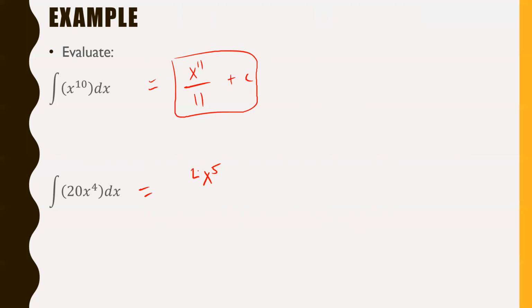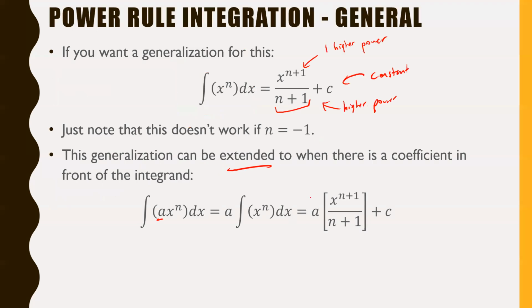We would need to multiply this by 4 to begin with, because when you take the 5 down, 5 times 4 gives you the 20 we want, and then that drops down to a 4. So it's going to be 4x^5 plus c. Again, for that second one, you could have always used this strategy.